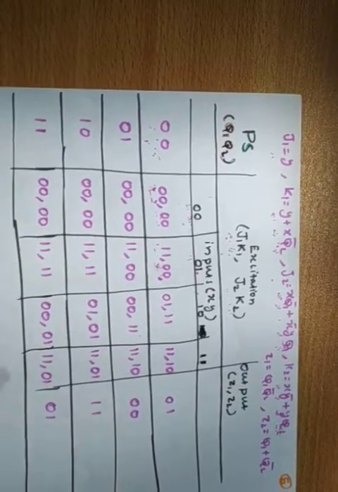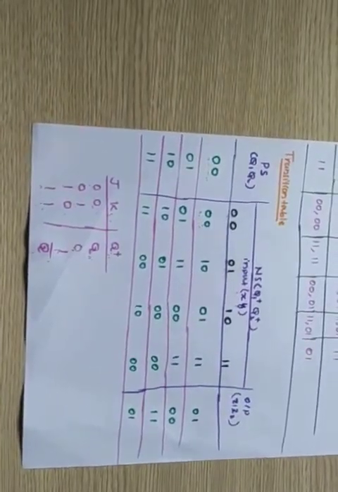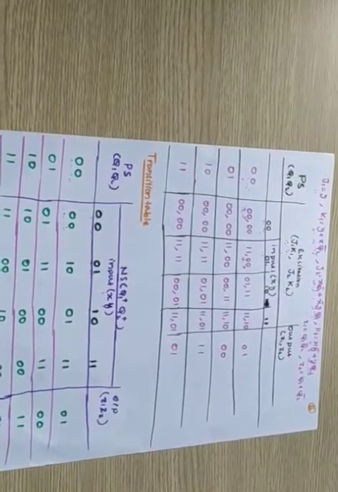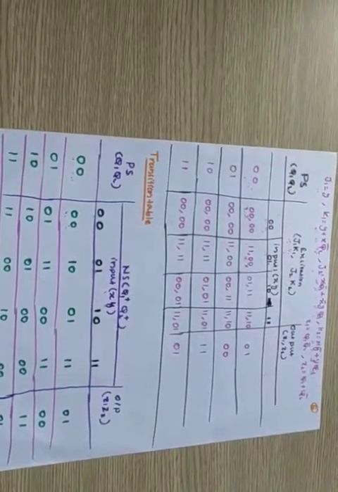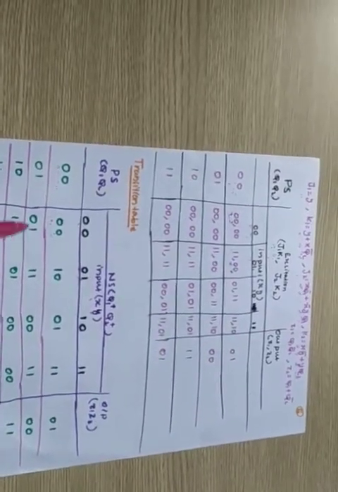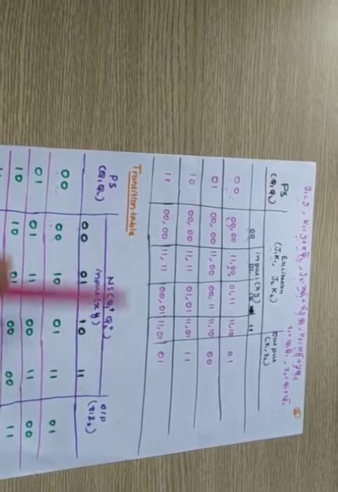Like that you have to find the entire terms. That is the excitation table. Next is the transition table. How to find the transition table? From the excitation table you have to find the transition table. You look at the first row. In the transition table, this is the present state, next state, output. This is the transition table.